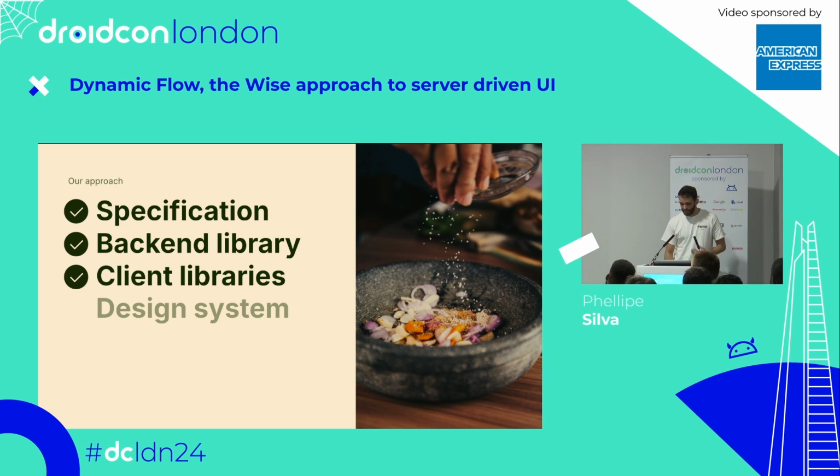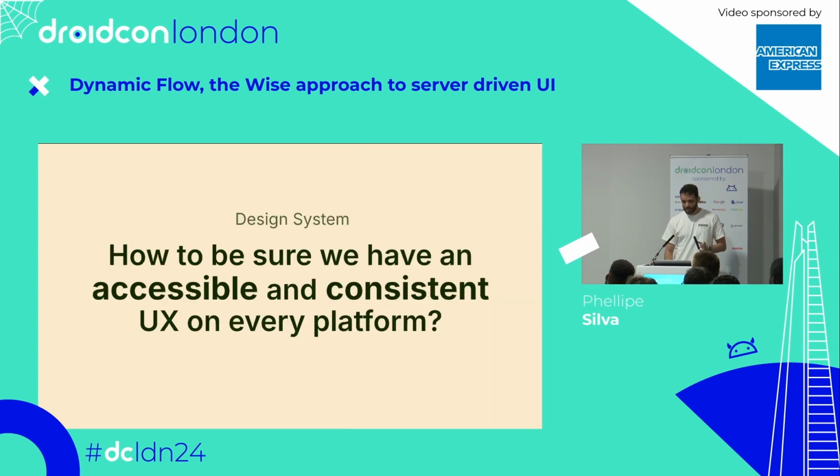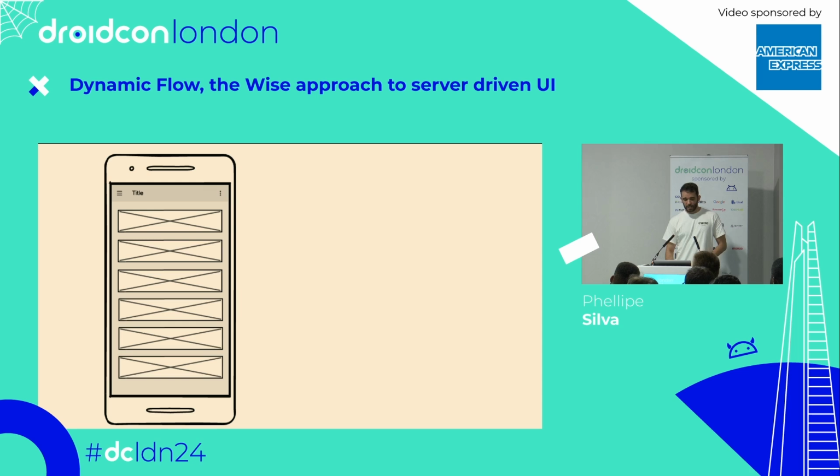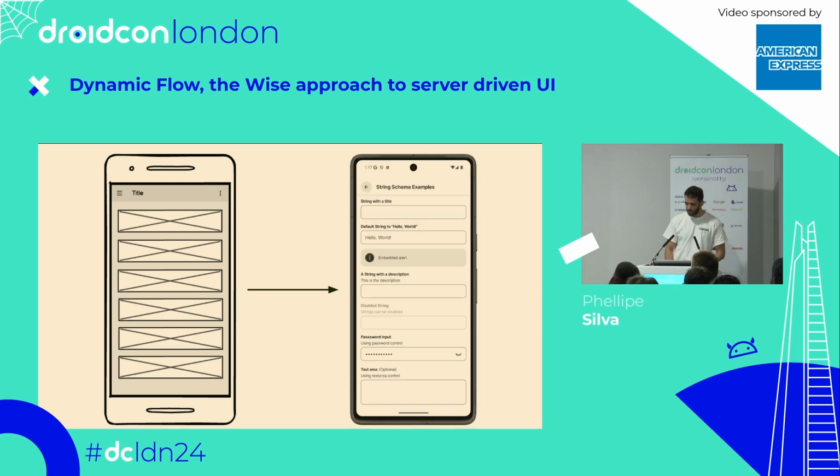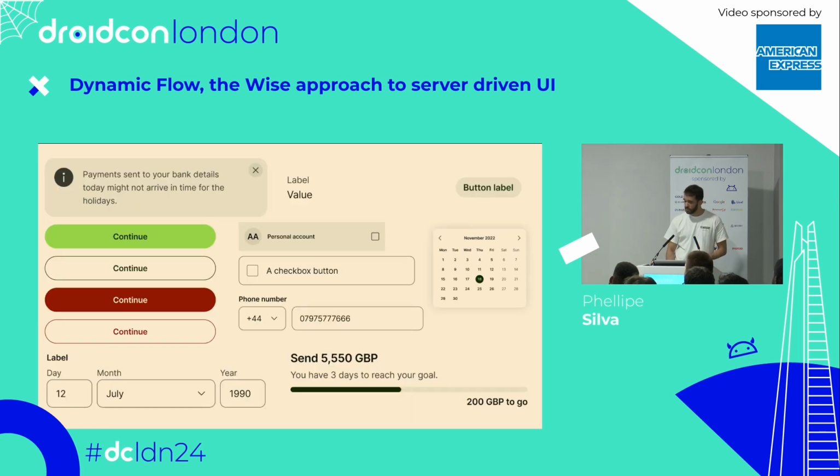And finally, the last ingredient is a good design system. So we need to answer this: how can you be sure that you have an accessible and consistent UX across every platform? You can imagine your SDUI system as building blocks, and you need to ask where those blocks are coming from. And they come from a design system. The design system will make sure that if you handle a text field, this text field will have the same behavior across all platforms. If you have a button, the button will have the same layout on all platforms, and the look and feel of your company, of your product, will be consistent.